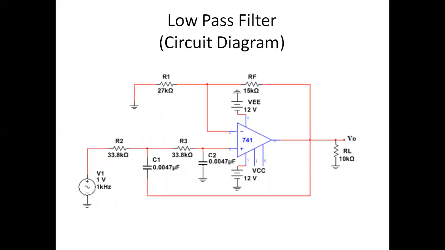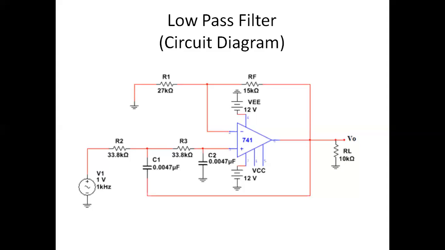Okay. So coming to your experiment, low pass filter. You can see the circuit. In the circuit, this part where you have two resistors and a capacitor is known as the frequency selective part. The part of the circuit where you have your RF and R1 is your gain part. The filter we are going to design is a Butterworth second order active filter. Since it is an active filter, you can see you have one op-amp in addition to the passive components, resistors and capacitors. That is why it is active.